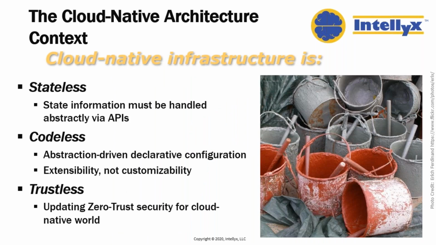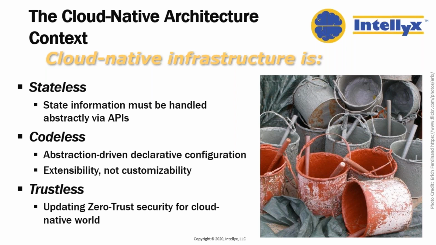So, cloud native architecture context. If we're looking at the architectural context for cloud native infrastructure, we have what I like to call the three "-lesses": stateless, codeless, and trustless. We're not meaning to say that we don't deal with state information, we don't have code, and we don't have anything we can trust, but rather these are architectural principles that we now have to address.